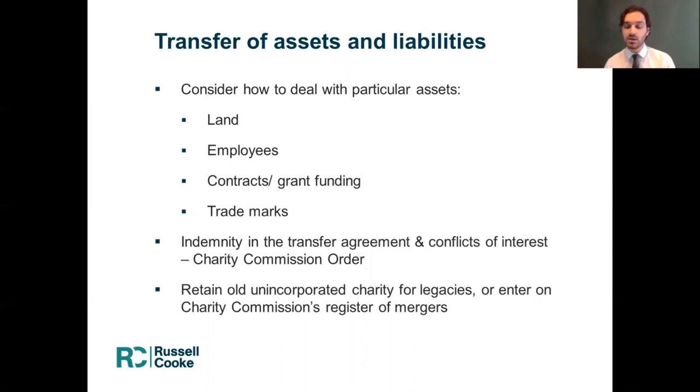So for that reason, some charities that receive lots of legacies or high value legacies decide to keep a small amount of money or other assets in the unincorporated charity and keep it in existence effectively as a shell to receive legacies and to transfer them onwards. It adds a bit of complexity to the arrangement, so there are pros and cons with that, but it's something the board should be aware of and consider when incorporating.